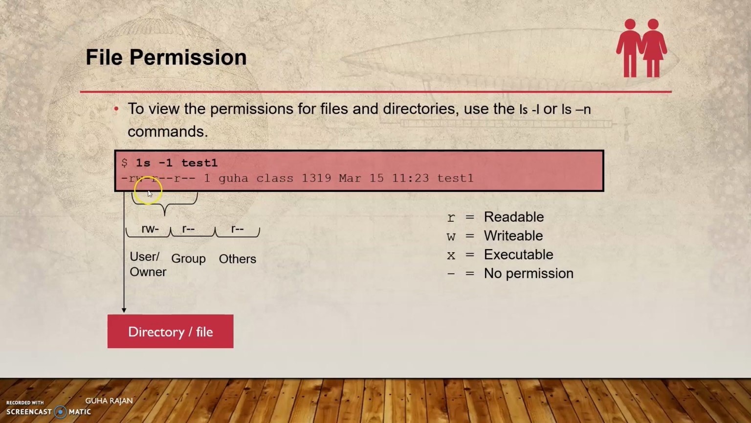The next three characters are for the user, then comes the group. Again, note that groups might have multiple users. Users are clubbed together as groups, and then the last three are the others. So if you look at it, for the user it is read, write, and executable is not there, and for the group it is just read only, and for the others also it is read only.